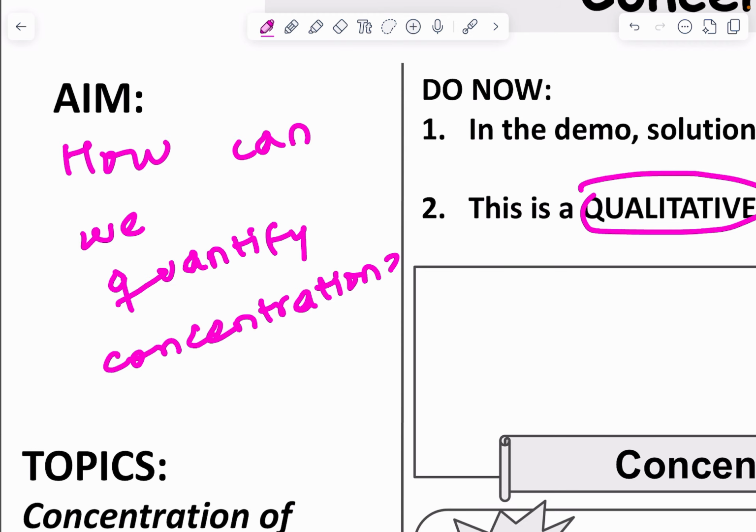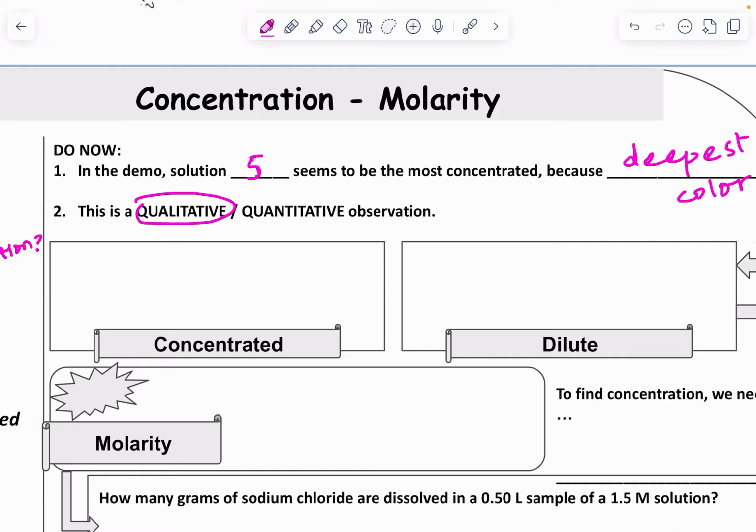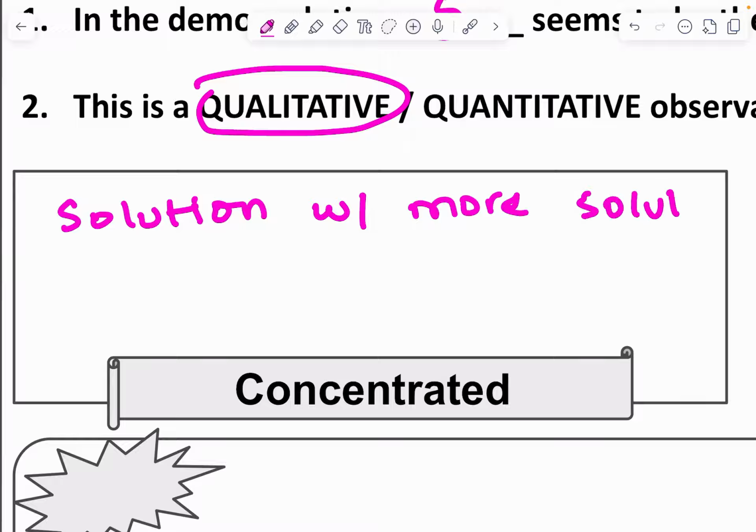So when we are comparing two solutions in terms of their concentration, one of them is dilute and the other one is concentrated. So dilute is the one that has less solute, and concentrated is the one that has more solute. So in most cases, when you're comparing two solutions, they ideally have the same amount and same type of solvent, but the only difference then is the amount of solute that they have. So concentrated is a solution with more solute per given amount of solvent.